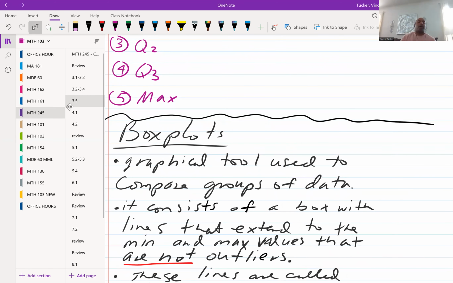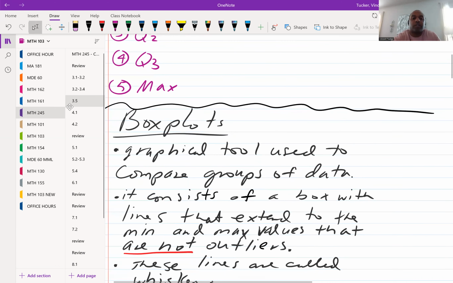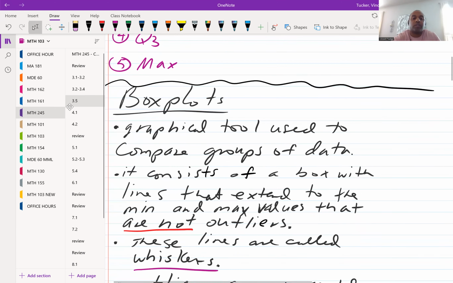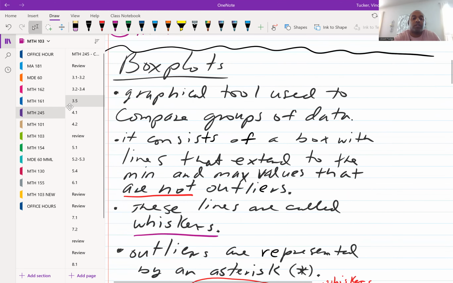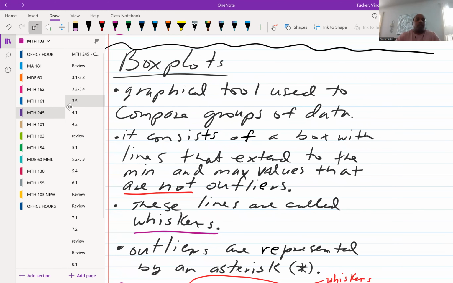All right, so then your box plot. Anybody holding on to the purple? All right, so your box plot is a graphical tool used to compare groups of data. It consists of a box with lines that are extended to the minimum and maximum values that are not outliers. So that's going to be key. These lines are called whiskers, and then outliers are represented by an asterisk.